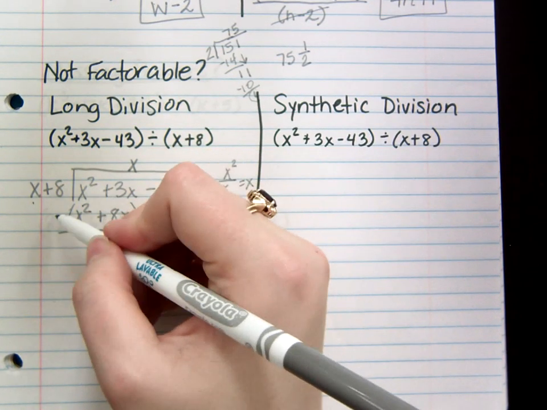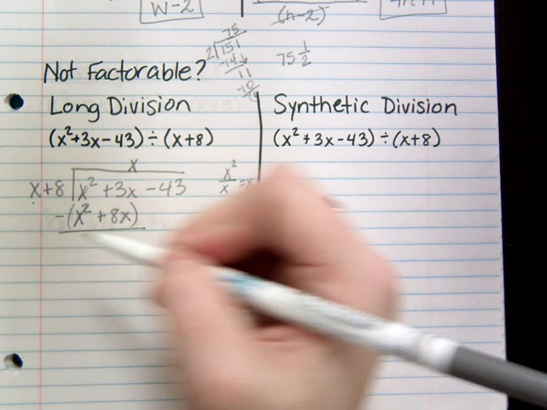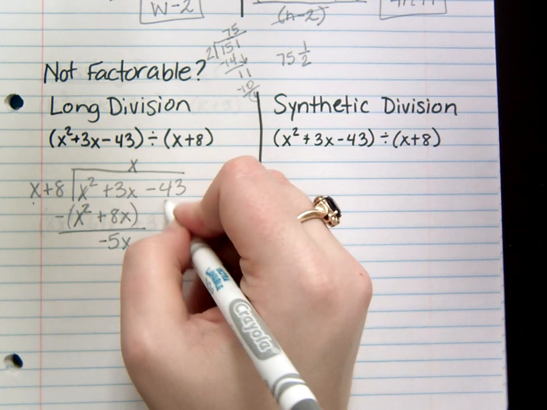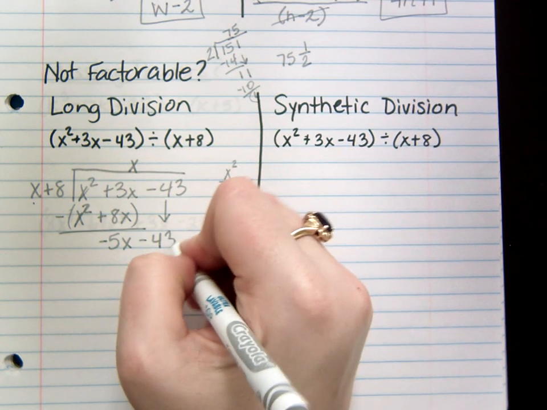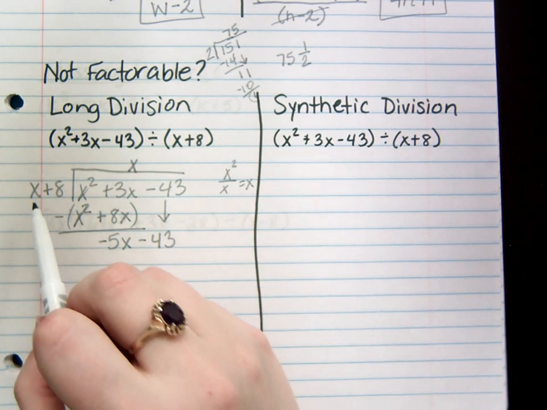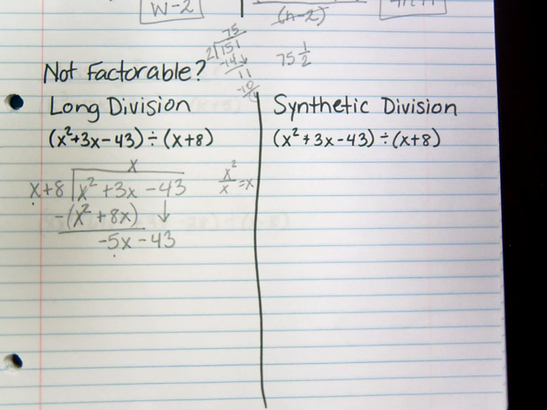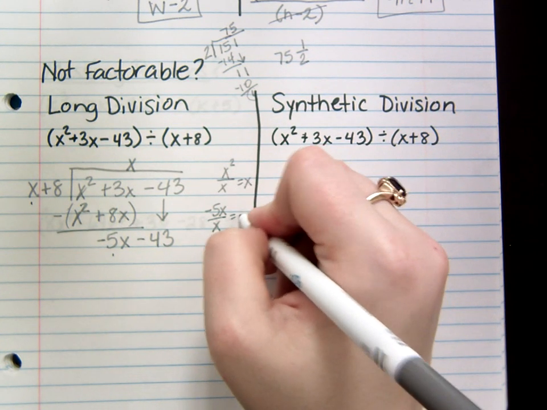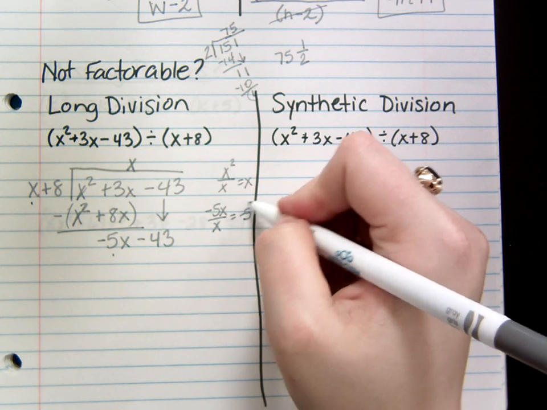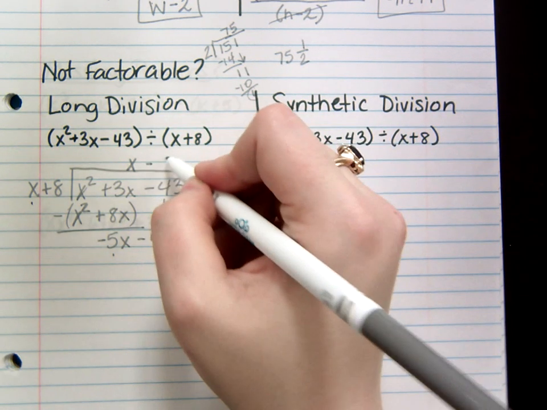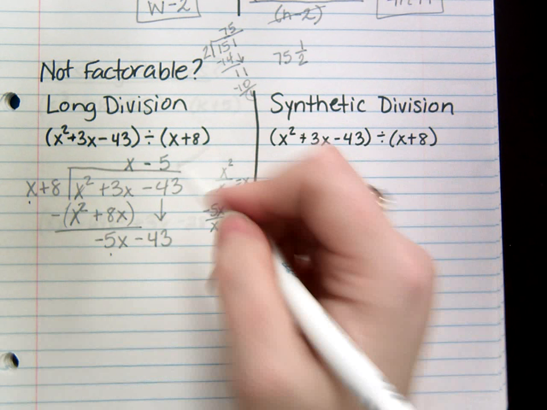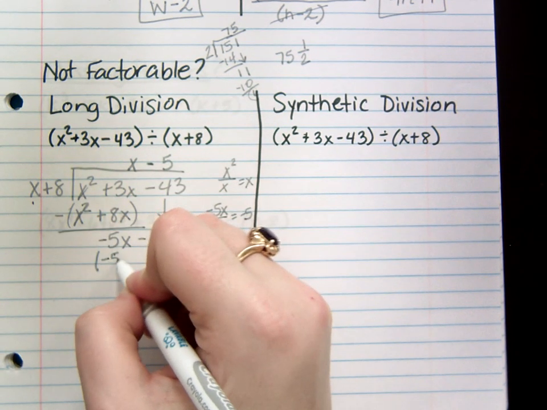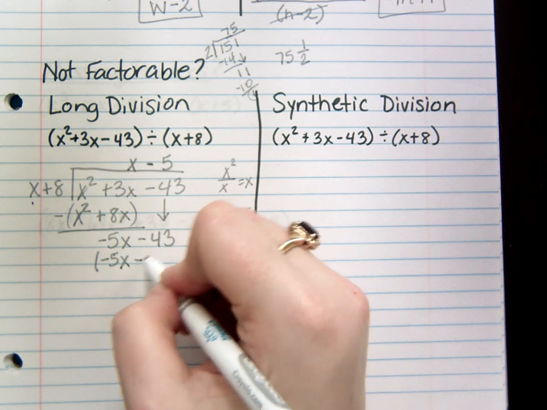So x squared minus x squared cancels out. 3x minus 8x gives me -5x. Bring down the -43, and I go on to the next step. Now again, we only look at your first terms. -5x divided by x gives me -5. Line the -5 up with the like term here, and then multiply both of these by -5. This is going to give me -5x minus 40.